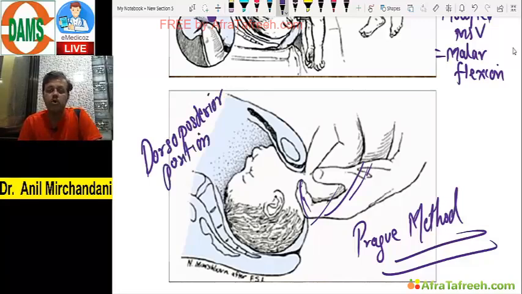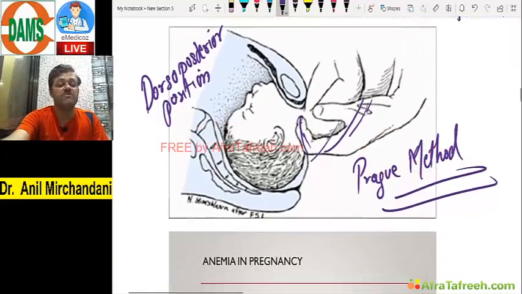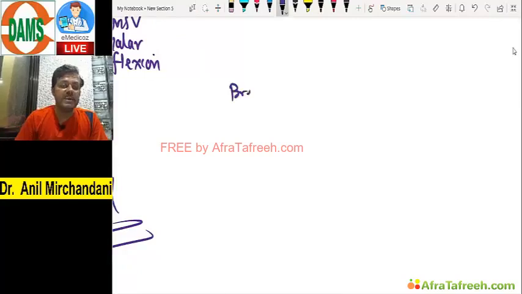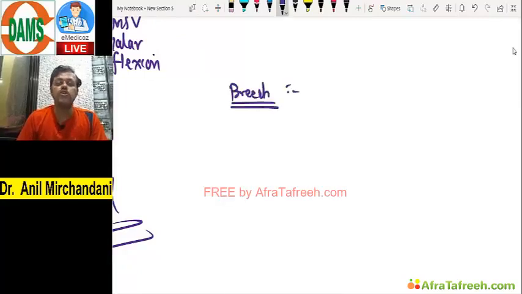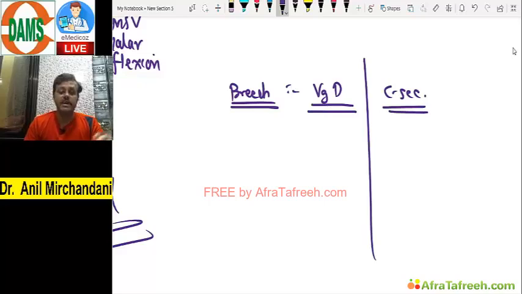Yeah, dorso-posterior position, Prague maneuver is used. This maneuver is specially designed for dorso-posterior position. Now the question is about breech, whether you would do vaginal delivery or cesarean section. What do you think is the right answer?